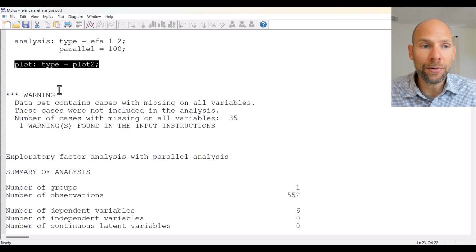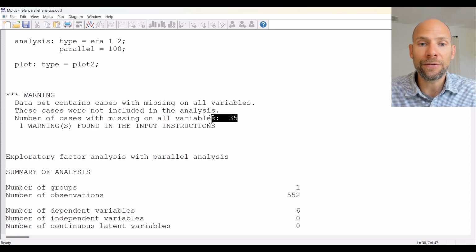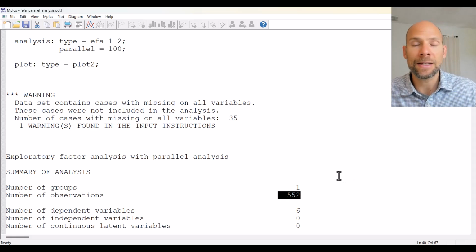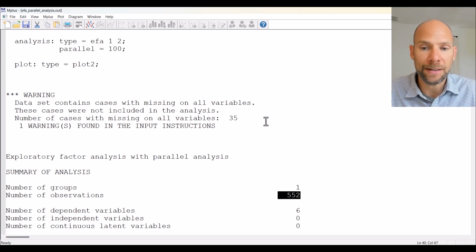Next, you can see in the output that there is a warning here that says that the dataset contains cases with missing values on all variables, and these cases were not included in the analysis. So that means that there were a total number of 35 cases who did not take either the mental rotations test or the math test. They only participated in the other assessments in that study, and so that need not bother us because we still have enough data. 552 cases are still left, so that is sufficient for our analysis.